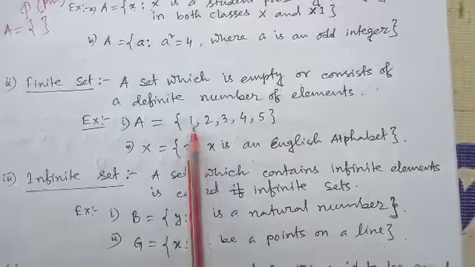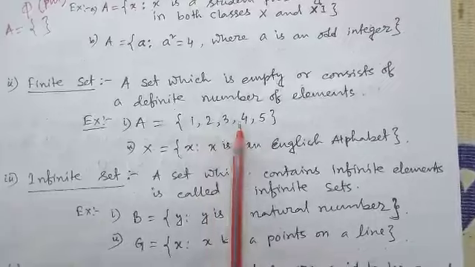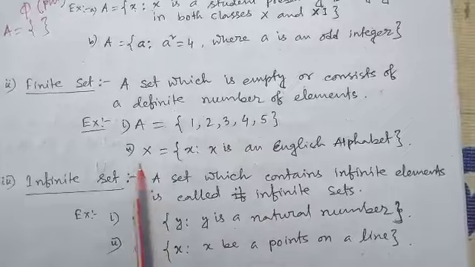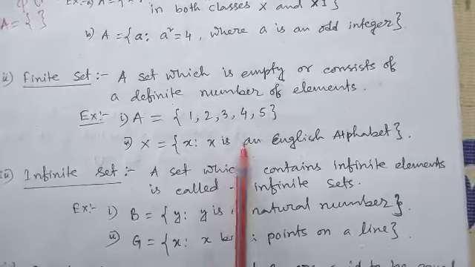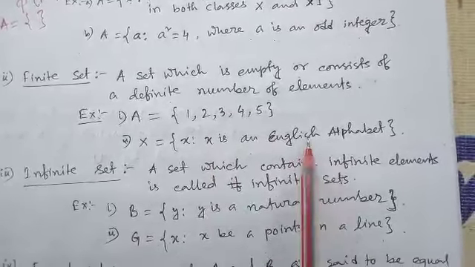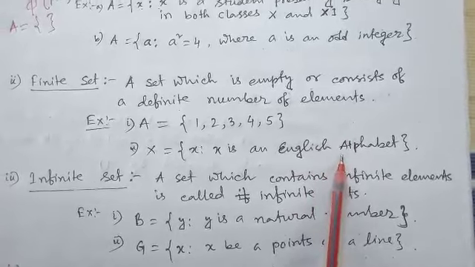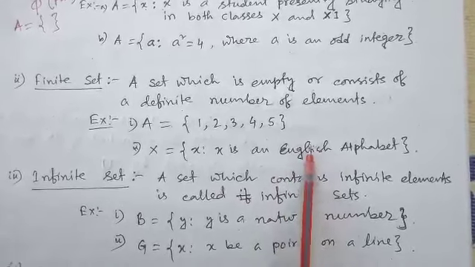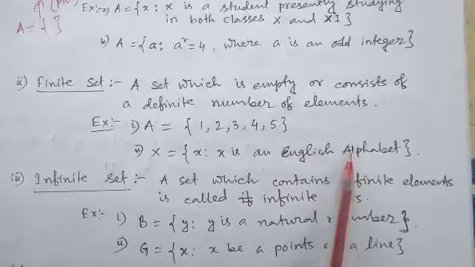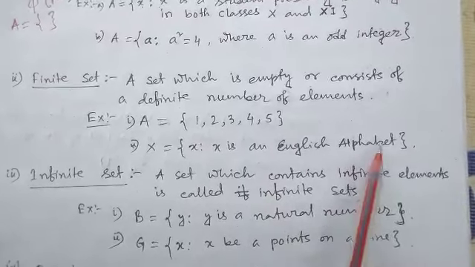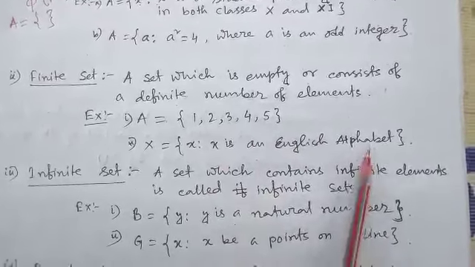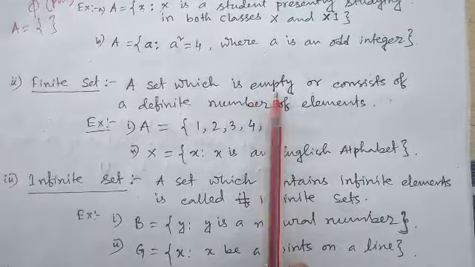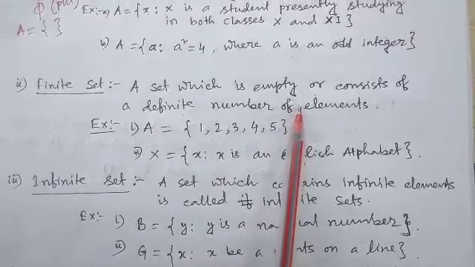Example: A is the set {1, 2, 3, 4, 5}. Here there are 5 elements in this set, so this is a finite set. Another example: {x such that x is an English alphabet}. There are 26 English alphabets, obviously a finite number of elements, and each English alphabet is well defined and distinct. So that is why this is also a set, and the number of elements is countable and finite. So what is a finite set? Either empty or consisting of a finite number of elements.